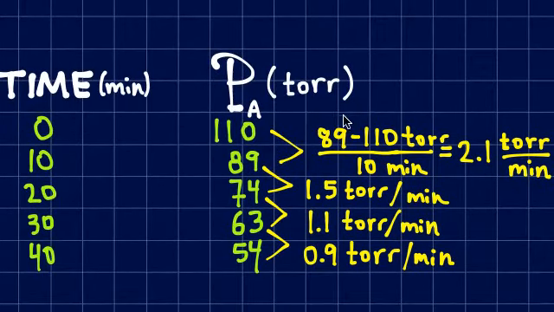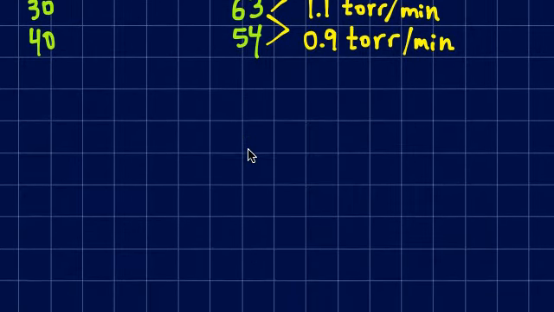Looks like we began in the first 10 seconds at 2.1 torr per second change, then 1.5, 1.1, 0.9. So again, the difference is 9 over 10. The difference here is 11 over 10. The difference here is 15 over 10 seconds. The difference in torr, partial pressure.